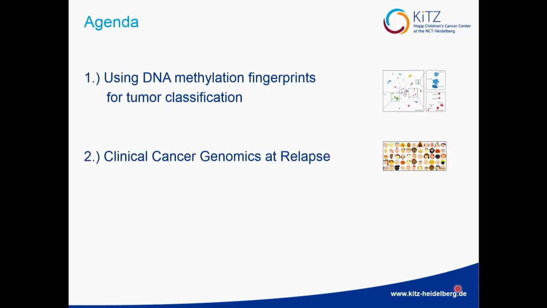And in the second part, I just want to give you a very brief overview and insight into our clinical cancer genomics project, which is spanning all pediatric tumors across the different entities, and is mostly focusing on patients at relapse because usually they don't have any kind of established treatment option left, and therefore we propose to do kind of a very thorough genomic profiling on them, and just tell you a little bit about our experience with that so far.